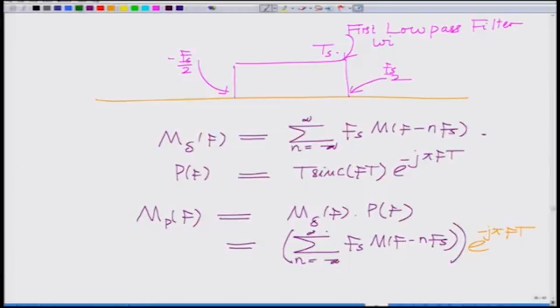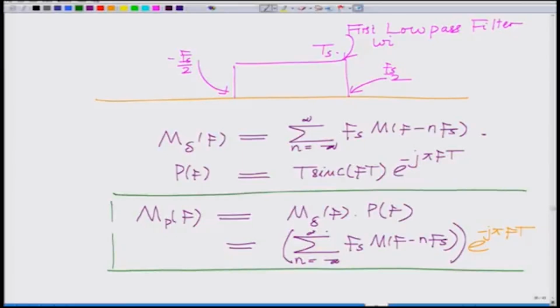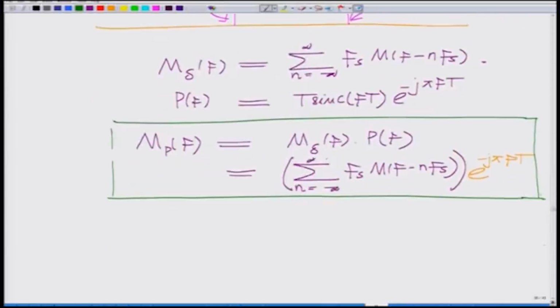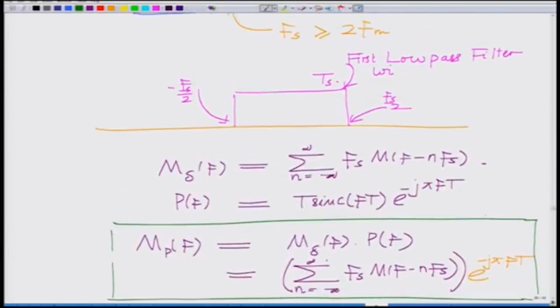Okay, times e to the power of minus j pi f t. Okay. This is the response. Now, to reconstruct it, first low pass filter with cutoff again Fs by 2, that is a first step. This is your first step.